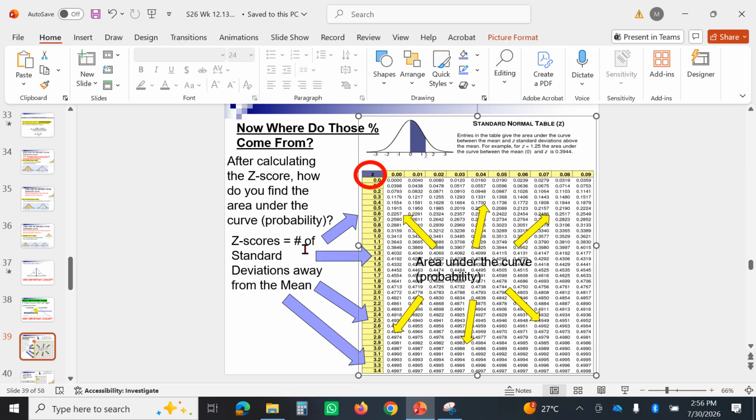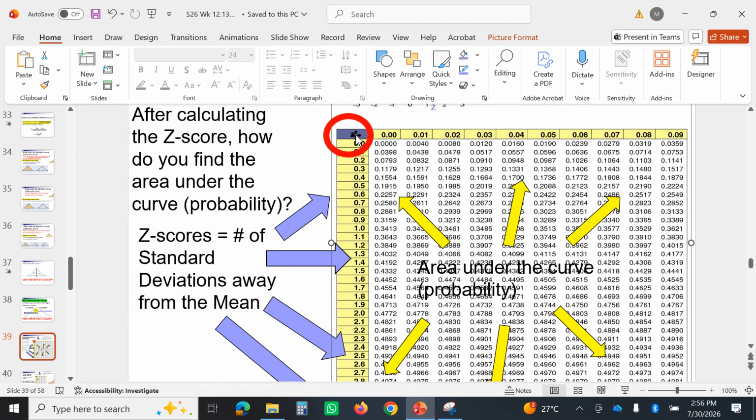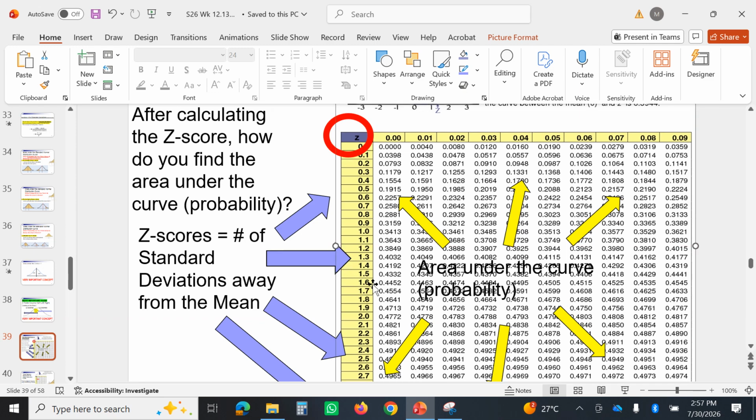So you're going to calculate a z-score, and we're going to show you. Your z-scores are here in yellow along the top. If I got a z-score of 1.5, I would go to 1.5, it's right there, and you see 0, so 1.50. So the probability for this particular z-score at 1.5 standard deviations is 43.32%.